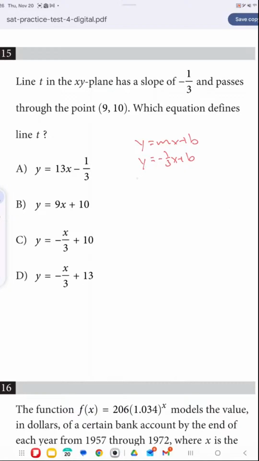So we'll take the point that we know. We know that the line goes through 9, 10. So we substitute in 10 for y and 9 for x, and we solve for b. This gives us 10 equals negative 3 plus b. Add 3 to both sides, we get b equals 13. So the equation of my line is going to be y equals negative 1/3 x plus 13, which is answer D.